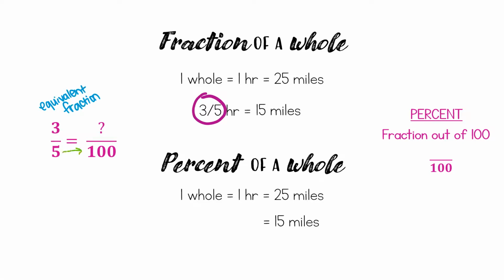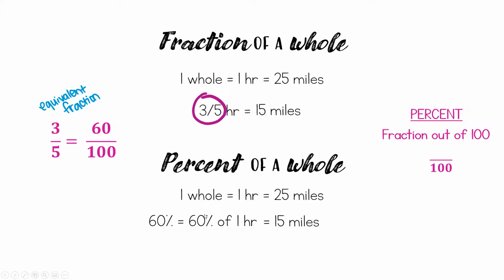To get from 5 to 100, I'm going to multiply by 20. I have to do the same thing on top, so I'll multiply 3 times 20, which will give me 60, which becomes the numerator of my fraction out of 100. So I know that in order to go 15 miles, Dana has to be riding his bike for 60% of 1 hour. All right, we went from fraction to fraction of a whole. Now we went to percent.